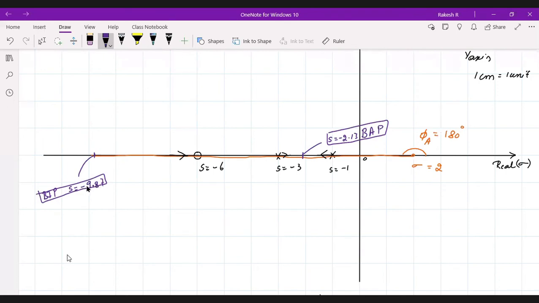Breakaway and break-in point. So once more time, sir. See here what we have. We have two poles. Pole is at minus 1 and pole is at minus 3. That means the root locus is starting from the pole.